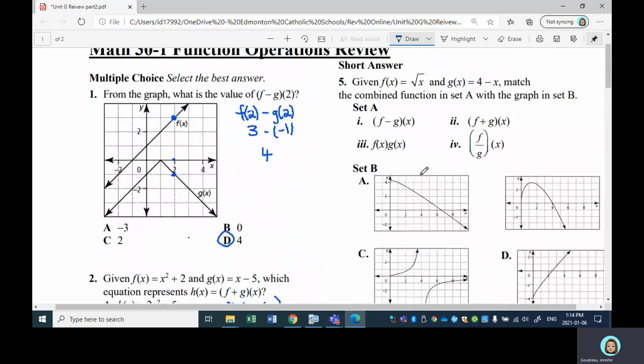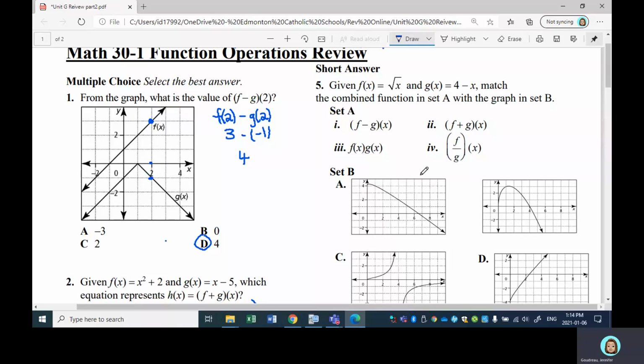Let's go up to the top here. So here we are given two functions, root x and 4 minus x. And what we want to do is match each of the combined functions with what the graph would look like. So let's start with f minus g. F minus g means the same as f at x minus g at x. So that would be root x minus (4 minus x), which we need to be careful with because when we remove the brackets there, that's going to become root x plus x minus 4. So it's going to be kind of a radical function.